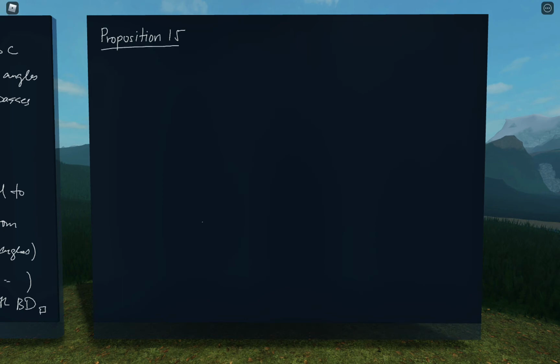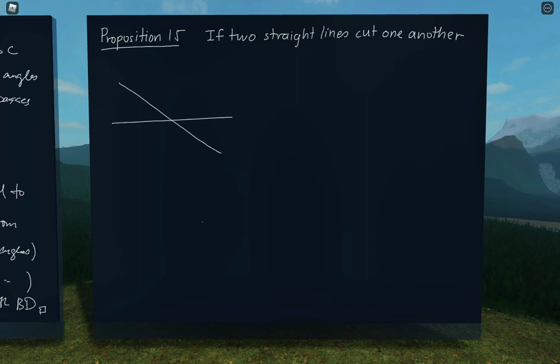So this says if two straight lines cut one another, as in the following diagram, I'll call these lines AB and DC and their point of intersection E. So if they cut one another, they make the vertical angles equal to one another.